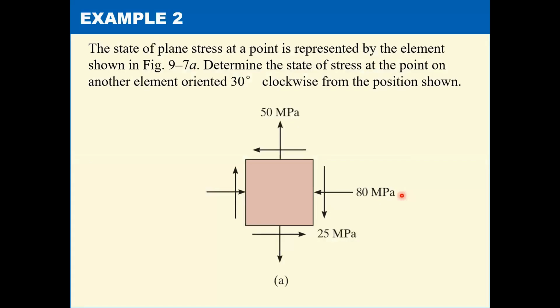So I'm going to take you through some of these examples, but some of them are probably best if you read through yourself at your own pace and use them to work through your homework problems as well. So in this case, we have our typical XY coordinate system, and we want to find the state of stress at this point, but on another element that's oriented 30 degrees clockwise from the position shown. So all we're doing is taking this, rotating it down 30 degrees, finding the components of the stresses from there.